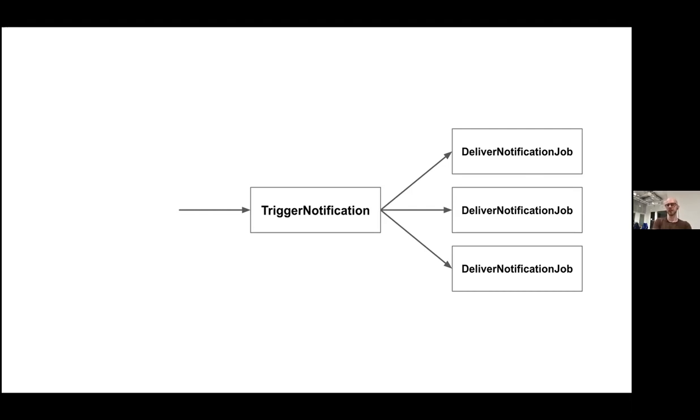notification. And if you wonder why one trigger will or could lead to multiple deliveries, it's because we can deliver the same notification through any number of channels. So you could receive the notification both by email and push notification, for example. So that's why the triggering of a notification might lead to multiple notifications being delivered.